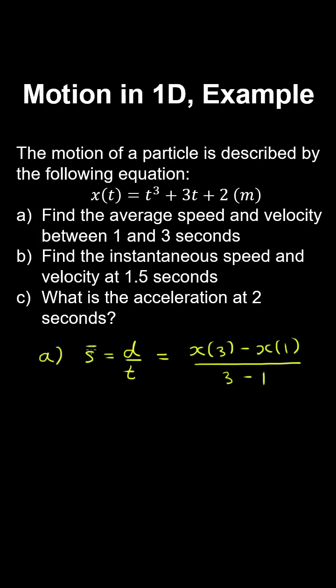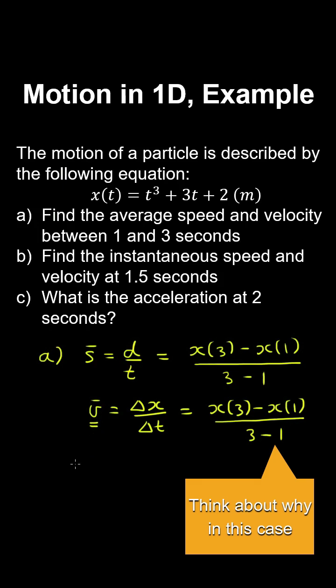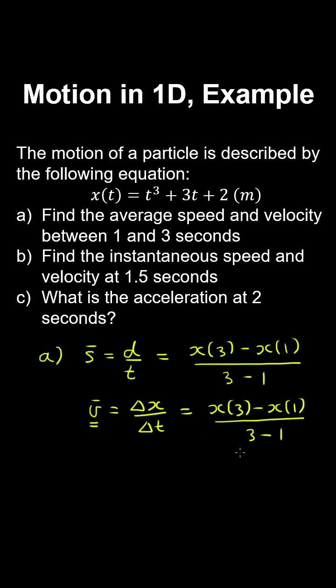So the average speed is a scalar, so it'll be positive and have no direction. Now the average velocity, on the other hand, is a displacement over a change in time. So you can see that these are identical, except the average velocity has a direction. So if you get a positive answer, the velocity vector points to the right.